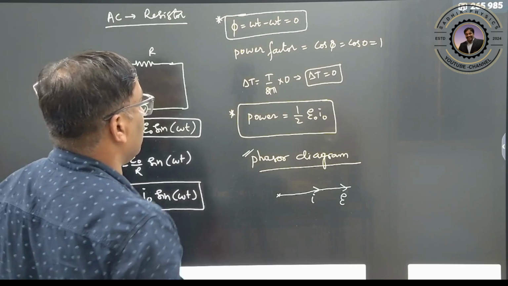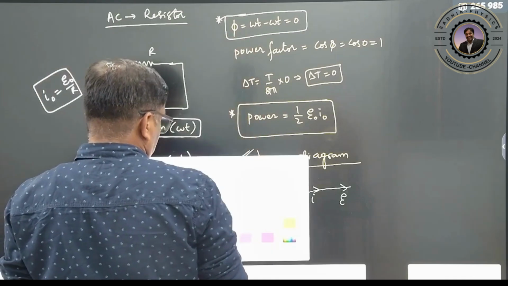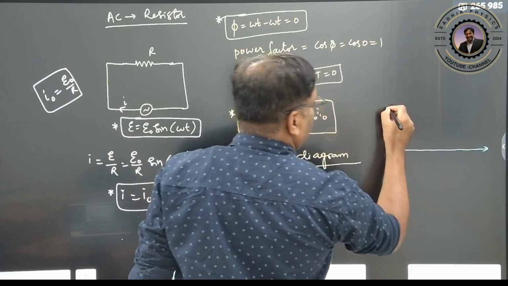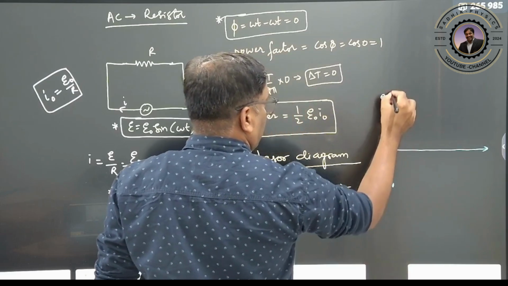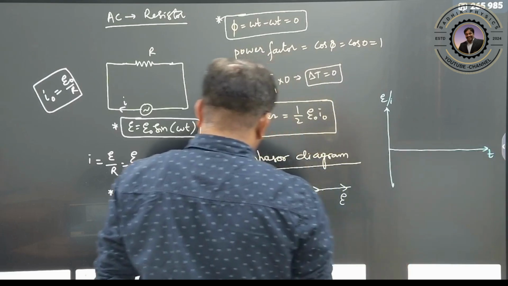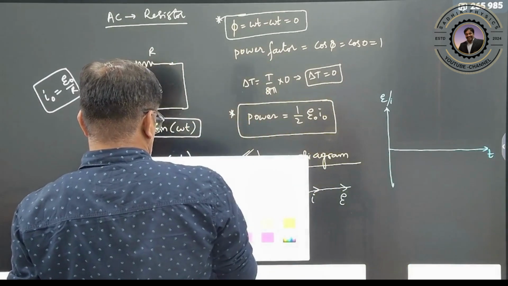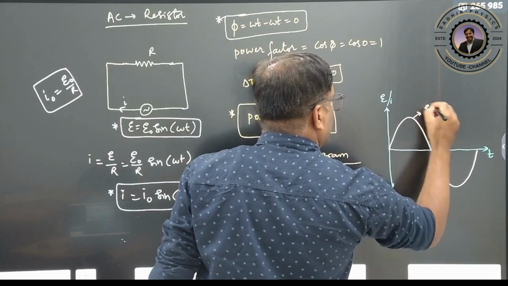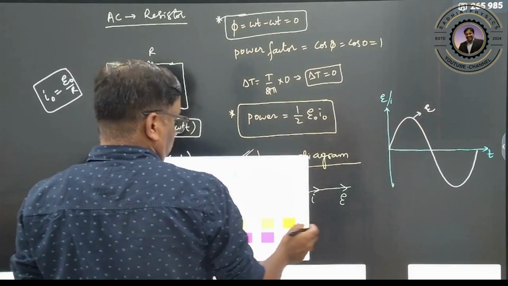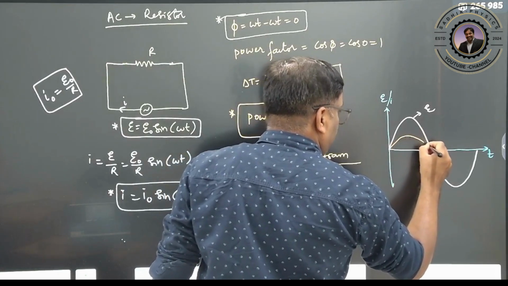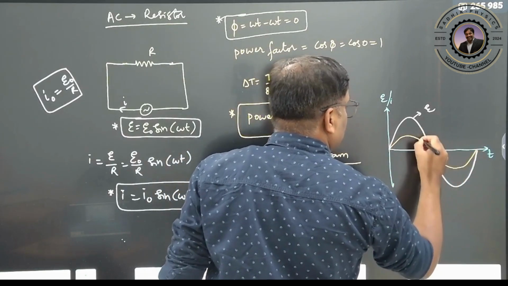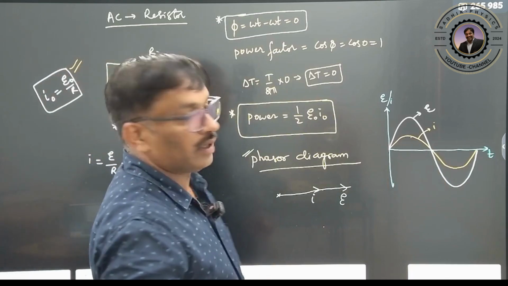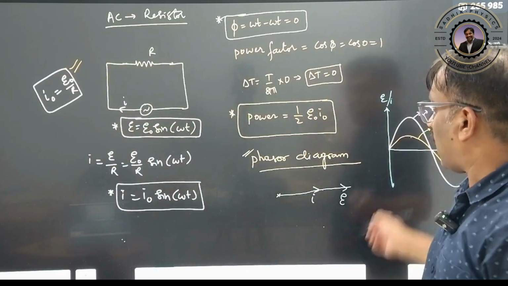Clear? As there is no time lag here, we can write down the waveform. How does the waveform look? Here it is E, and I with respect to time. Let us write E here, and I here. There is no lag in this one. Why is the peak value of I less? Because of the reason we discussed. Clear? So this is your waveform and this is your phasor diagram.